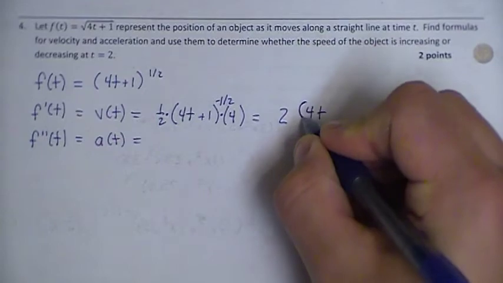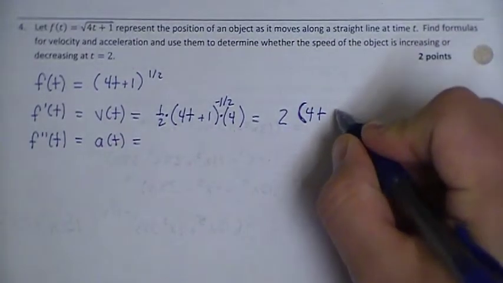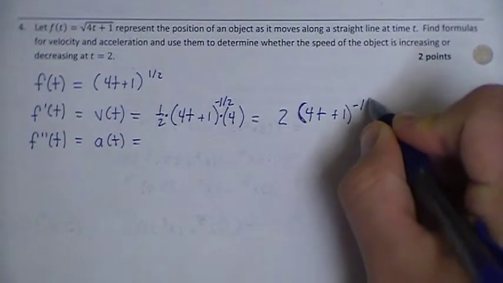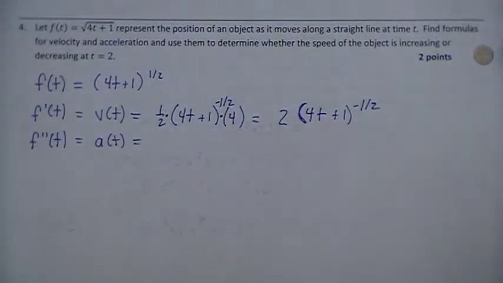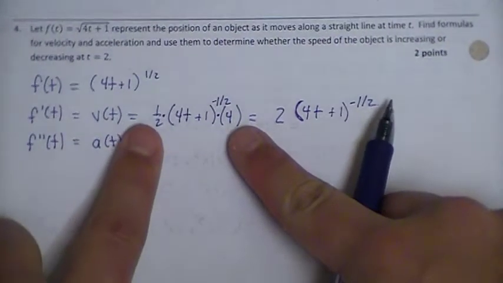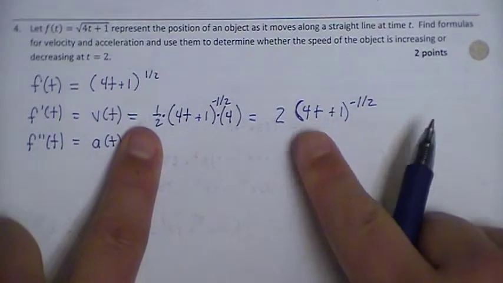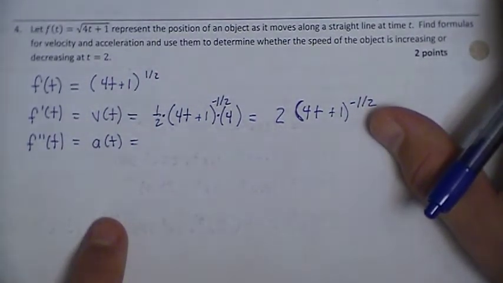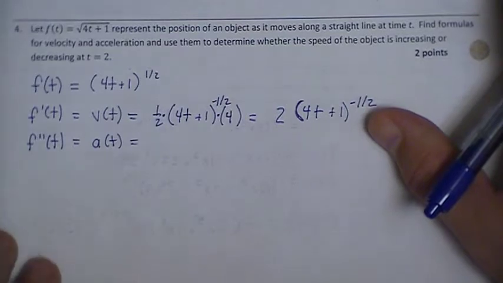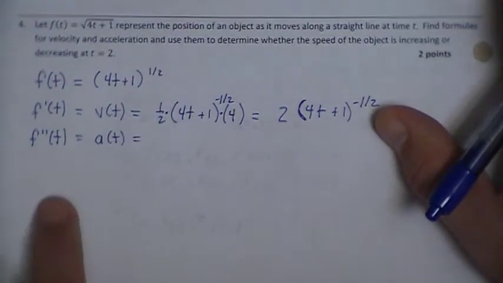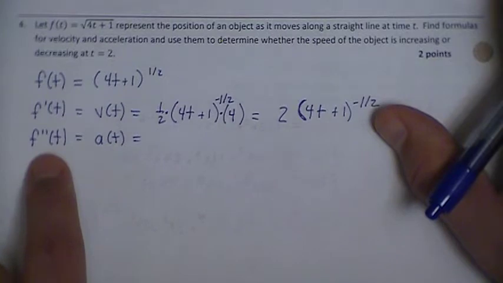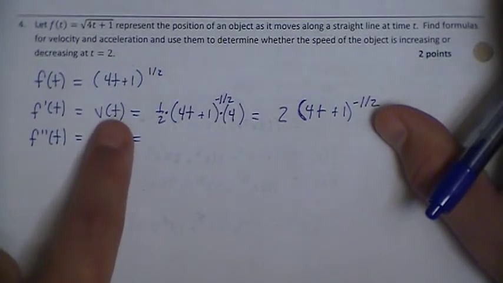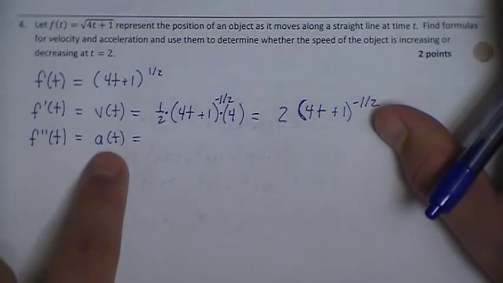So before I take another derivative, because I'm looking for an acceleration function as well, I'm just going to multiply these together, make it look a little cleaner. So here would be my slightly more simple velocity formula. I'm going to go ahead and use this to take another derivative. The second derivative of position would be acceleration, or the rate of change of velocity would be acceleration.